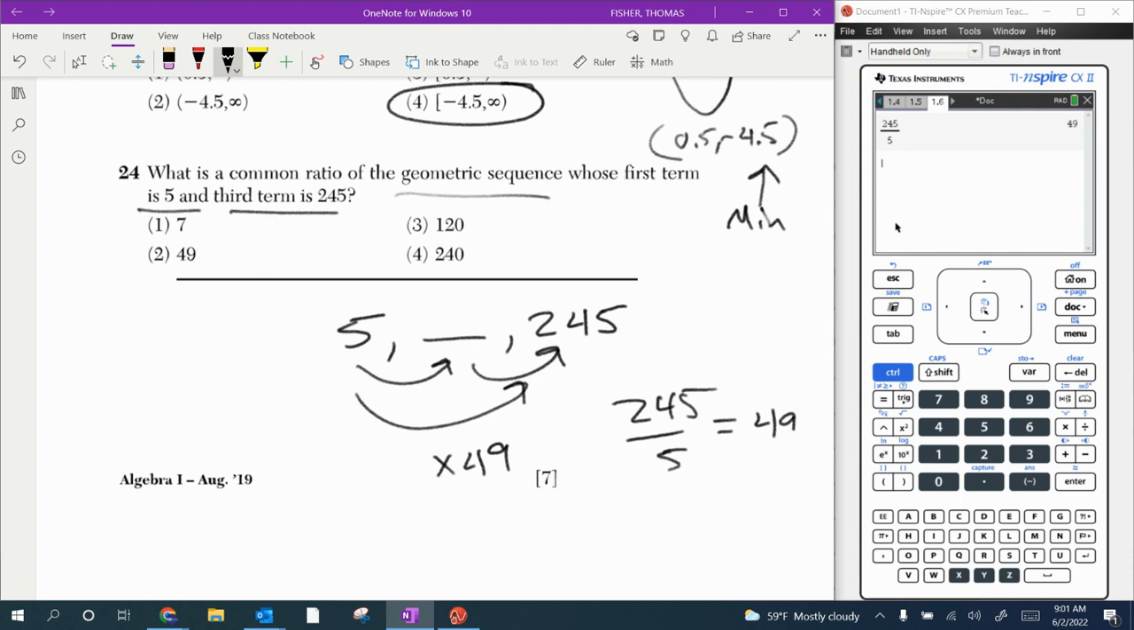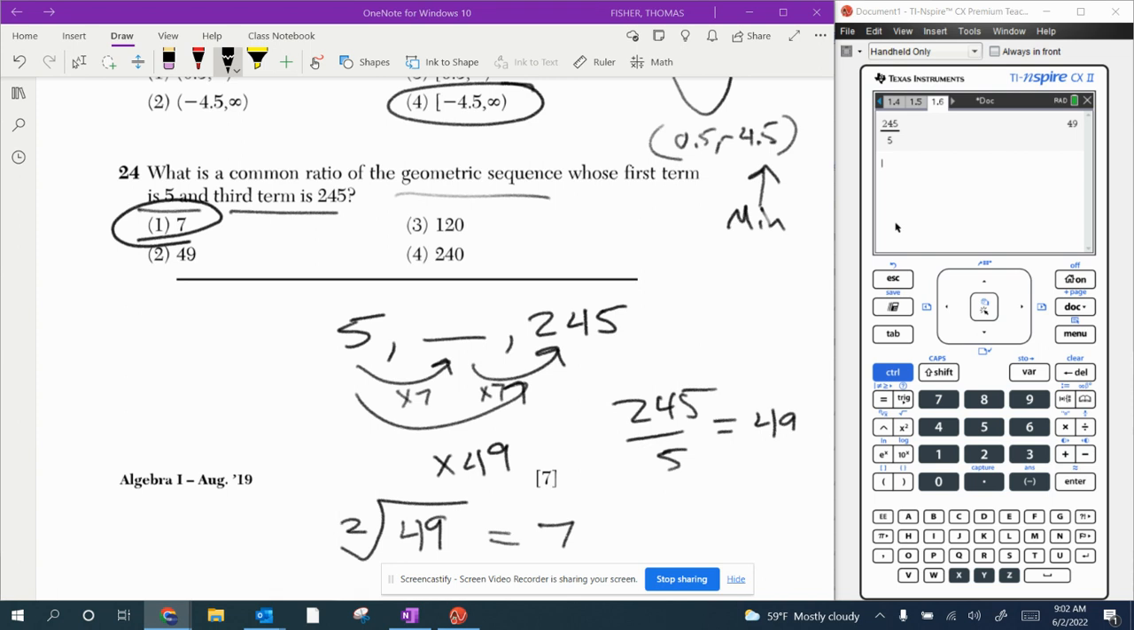So you want to think about, okay, well, what 2 little jumps are the same thing as times 49? So it's 2 jumps getting to 49. So we're taking a square root of 49. If it was 3 jumps, it'd be a cube root, 4 jumps, fourth root, etc. You're trying to figure out what number times itself is 49. And that's 7. Because times 7 is the same effect as times 49. So our common ratio has to be 7.